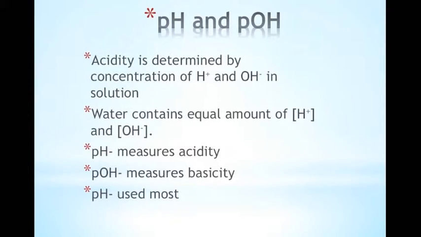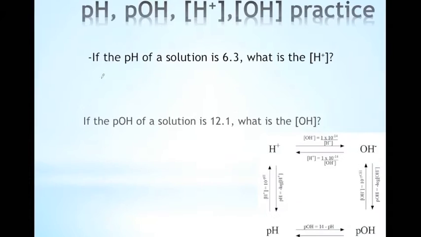Acidity is determined by the concentration of hydronium and hydroxide in a solution, and water contains equal amounts of both of those. Water is actually neutral. pH is used to determine how acidic something is. A low pH equals acidity. The opposite is used for pOH. pOH is used to determine basicity, and a low pOH equals a base. pH is used most often though.